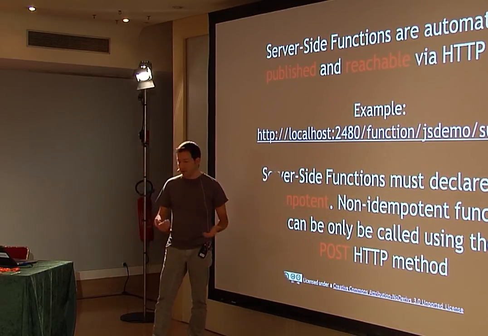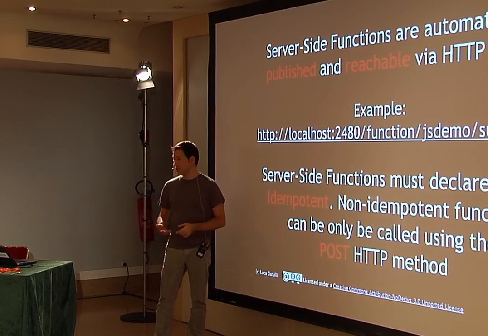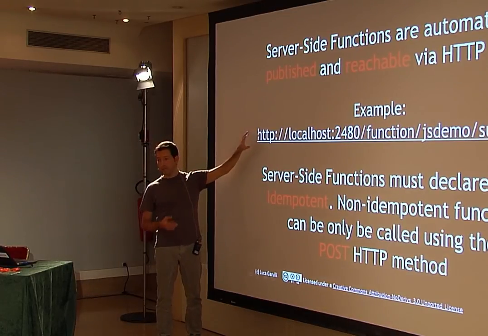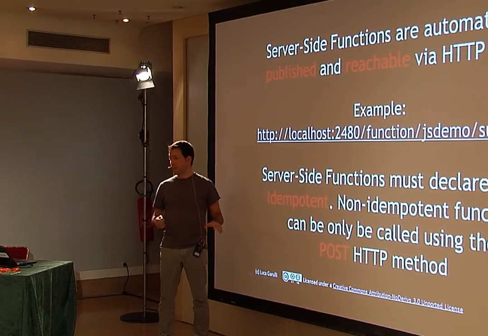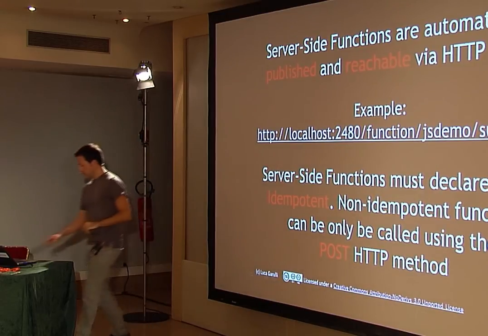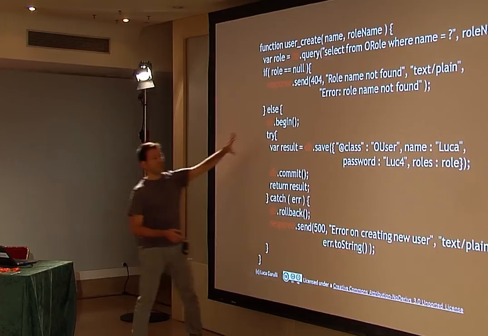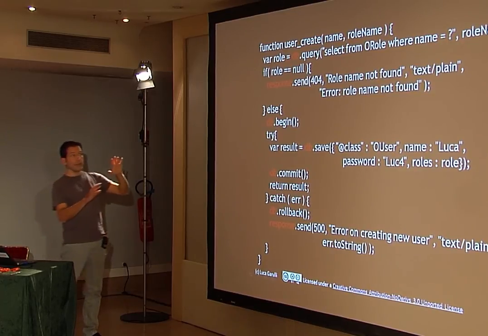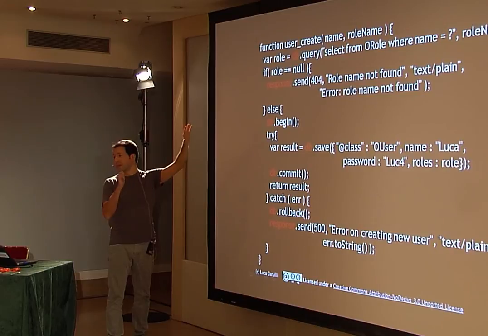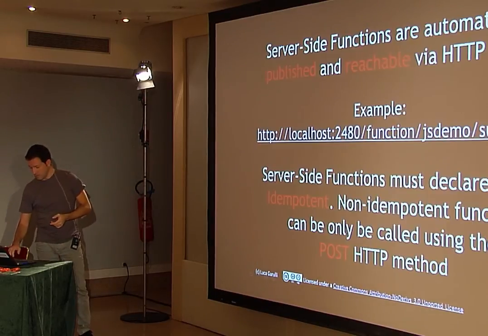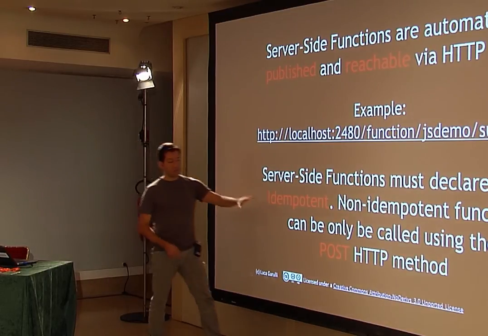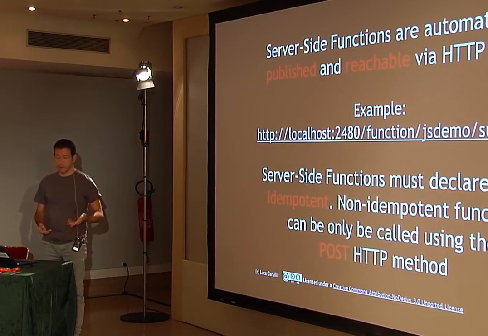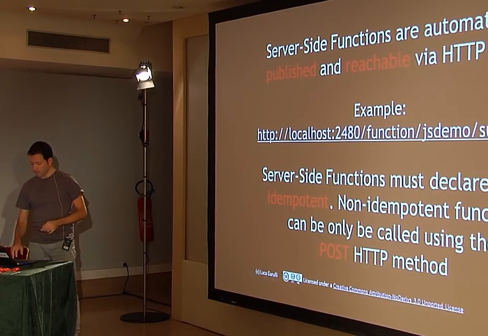This is important. Server-side functions have to declare if they are idempotent or not. This is because you can execute an idempotent function using the HTTP GET. So if, for example, the function defined before changes the database, I have to define this function as non-idempotent. In this case, you can't call this function using the GET method, but we have to call the POST method. Okay, this is to be compliant with the HTTP protocol, which says that a GET operation can't modify your application.